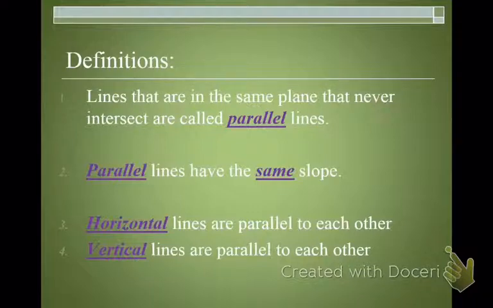As we just discovered, parallel lines have the same slope. For that reason, all horizontal lines have a slope of 0, so they're going to be parallel to each other, and all vertical lines have an undefined slope, and so all of those lines are going to be parallel to each other. Okay? All right.